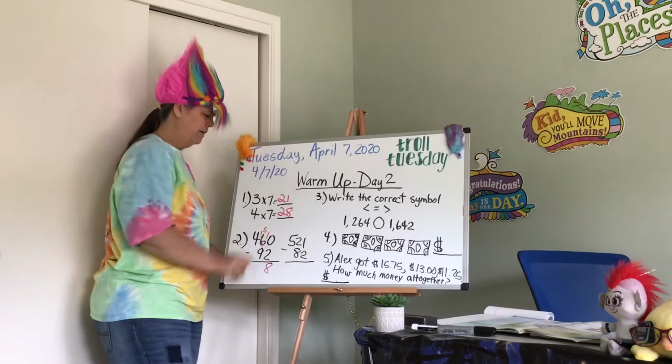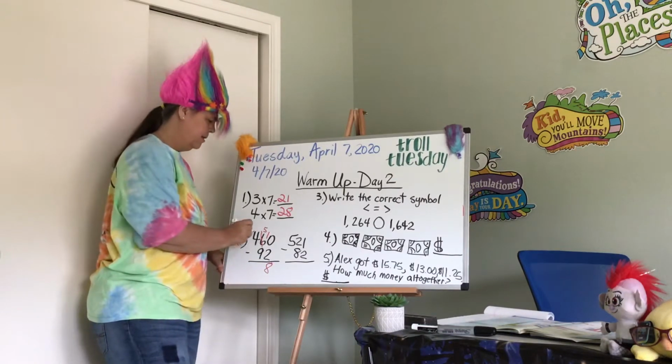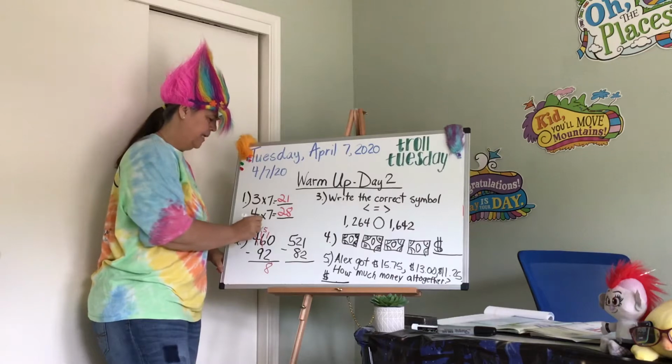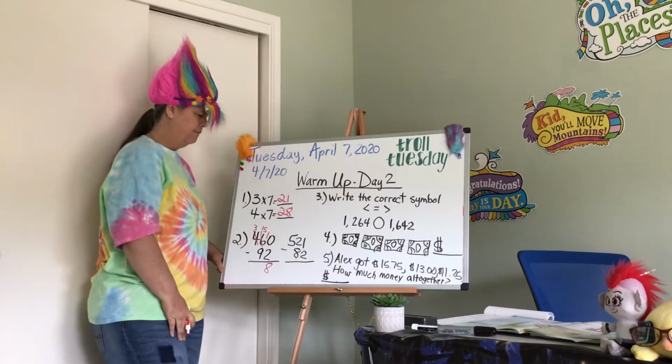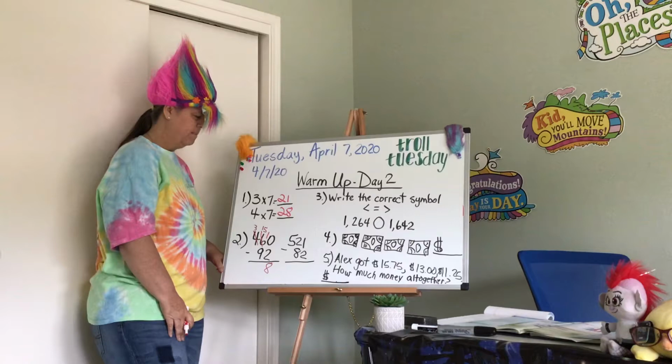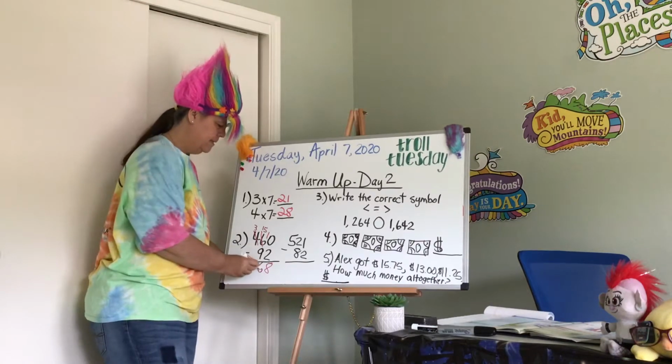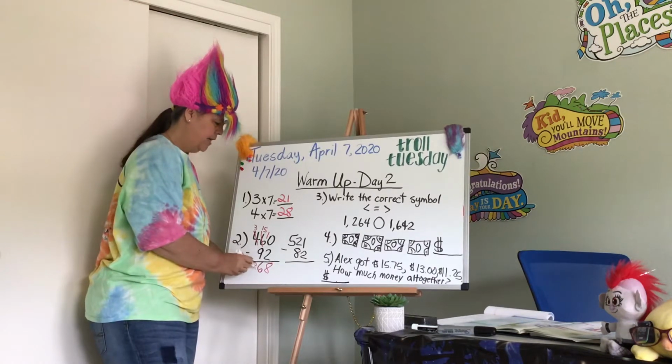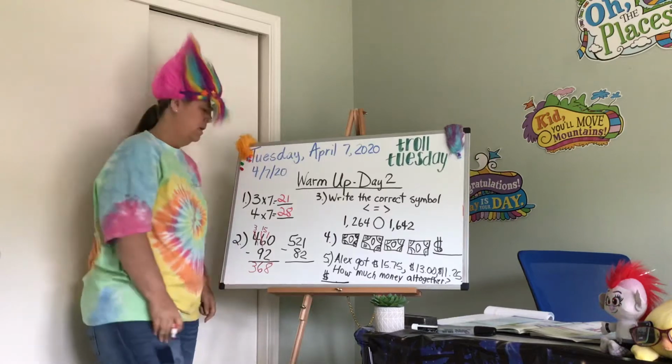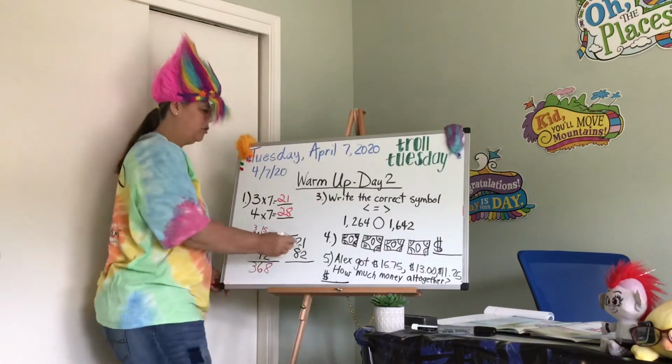Can I take 9 away from 5? No, I cannot. This is 3. I'm going to move the 10 over. So now I've got 15. 15 minus 9 is 6. 3 minus nothing is 3. 368. Next one. Can I take 2 from 1?